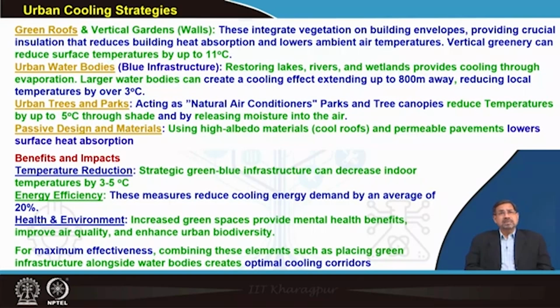And with passive design and materials, if we use cool, high albedo materials, for example, sometimes during summer we put a white coating so that a lot of sunlight gets reflected back. In a sense, we get a cool roof. These also lower surface heat absorption, because we allow a lot of this radiation to be reflected back. So, these are various strategies for urban cooling through the principle of nature based solutions.